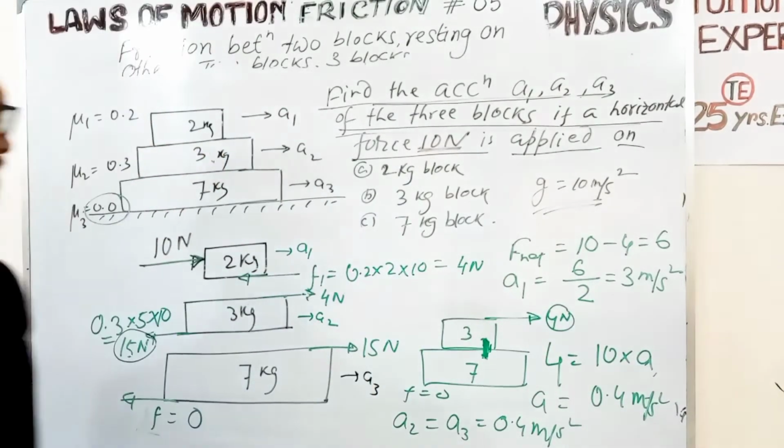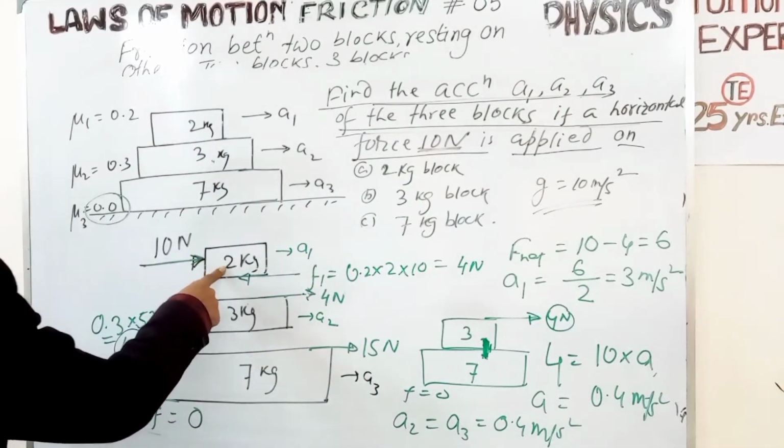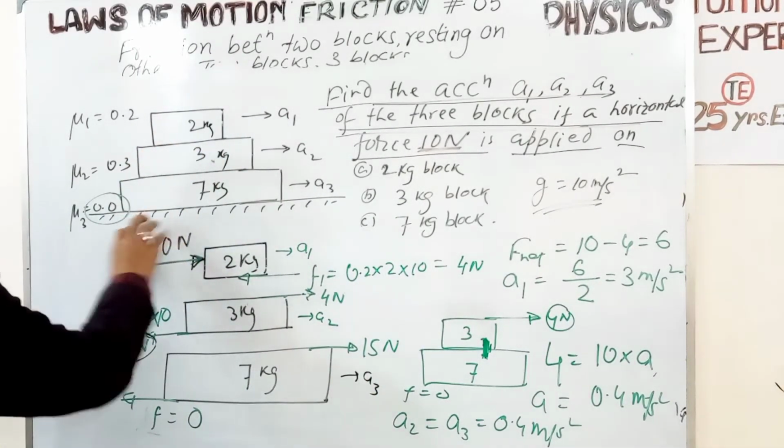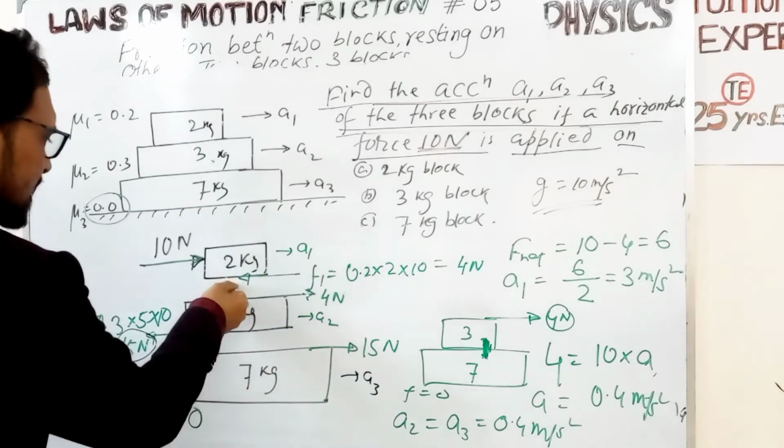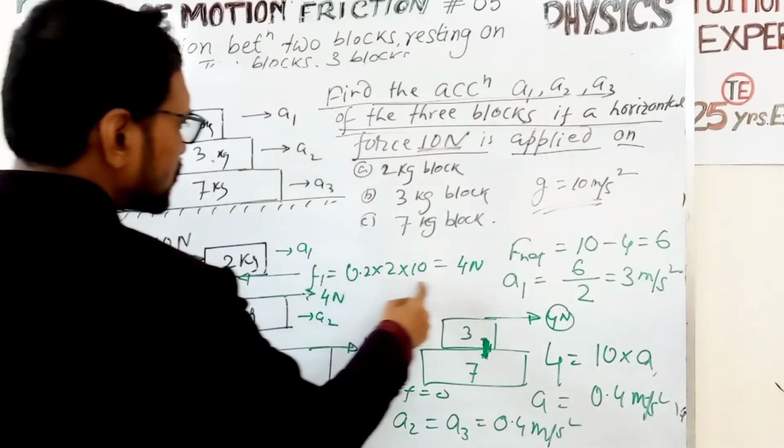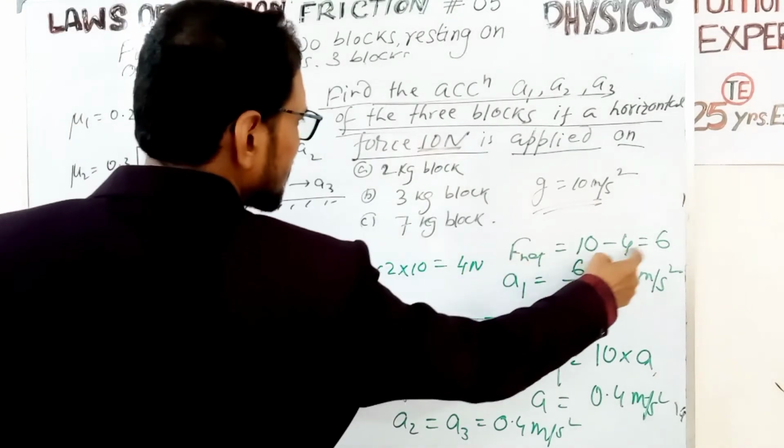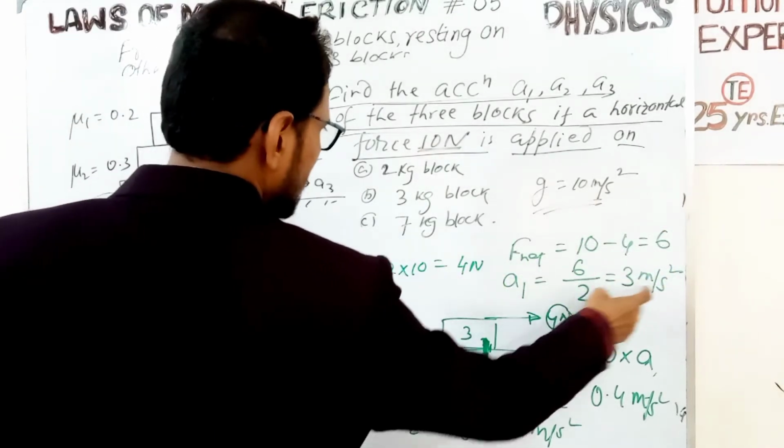Simple to solve. First, on the 2 kg block, apply the force of 10 Newton. The 10 Newton external force acts in this direction, and the friction force acts in the opposite direction, which is equal to mu mg, that is 4 Newton. So net force equals 10 minus 4, that is 6. Acceleration equals net force by mass, that is 3.